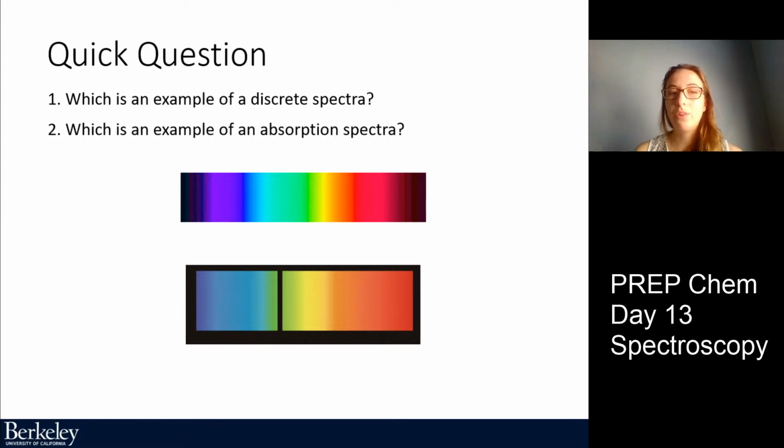So just a quick review question. I have 2 spectra shown here. So which one is an example of a discrete spectra and which is an example of an absorption spectra? So I'll give everyone around a minute to think about this. And again, feel free to ask questions in the chat while working in groups.